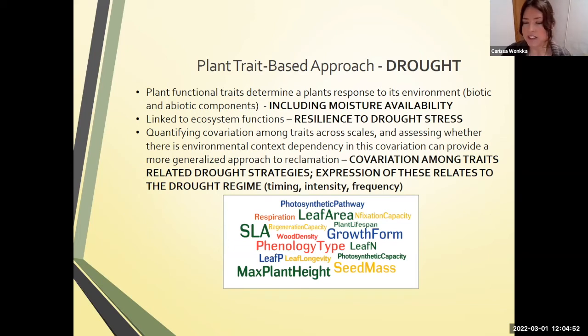So resilience to drought stress is actually an important ecosystem function that's an emergent property of the traits in the community. And so we can assess the community resilience to drought stress by looking at these traits. And so quantifying covariation among the traits just means what traits are integrated, what traits come together, and how are they context dependent? So what's the environment that makes those adaptive? So when we think about this, we can think about covariation among traits that are related to drought strategies. And I'll talk about drought strategies and what this looks like more specifically in the next slide. And then does the expression of these relate to the drought regime, the timing, the intensity, the frequency?